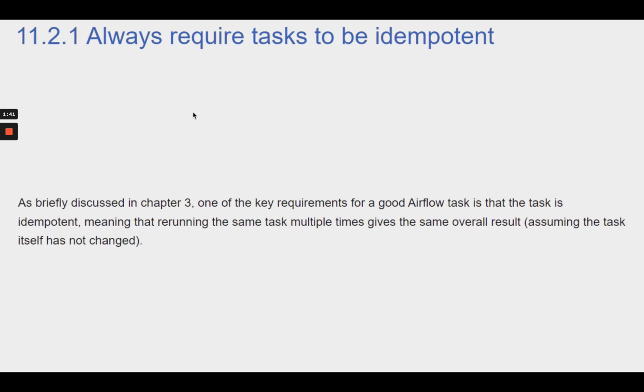Section 11.2.1. Always require tasks to be idempotent. As briefly discussed in Chapter 3, one of the key requirements for a good Airflow task is that the task is idempotent, meaning that rerunning the same task multiple times gives the same overall result, assuming the task itself is not changed.